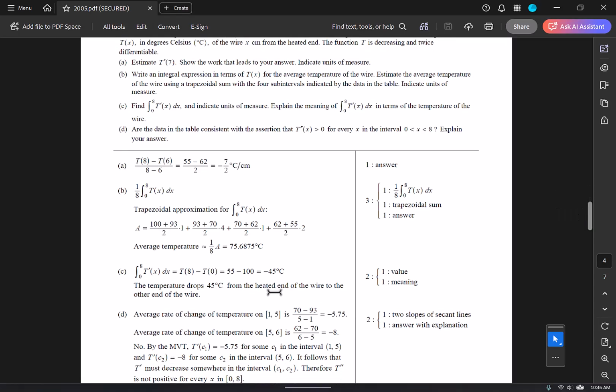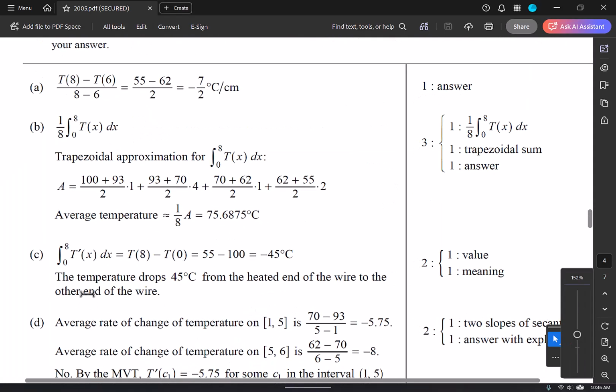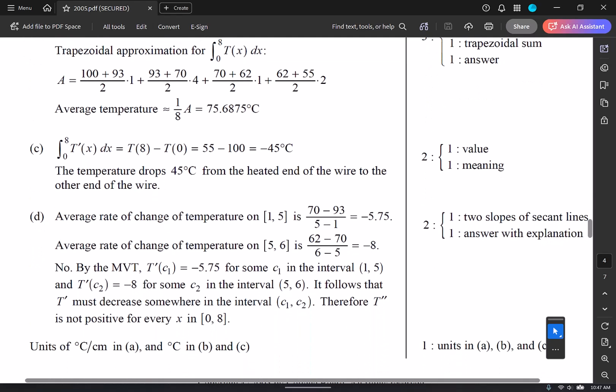I like our answer better for C. The temperature drops 45 degrees from the heated end of the wire to the other end of the wire. Ours is better. And letter D. Yeah, they wanted you to reference MVT, but we're still fine. Average rate of change of temperature 1 to 5, negative 5.75. Average rate of change 5 to 6, negative 8. It would have been better if we had said MVT, but that's fine.